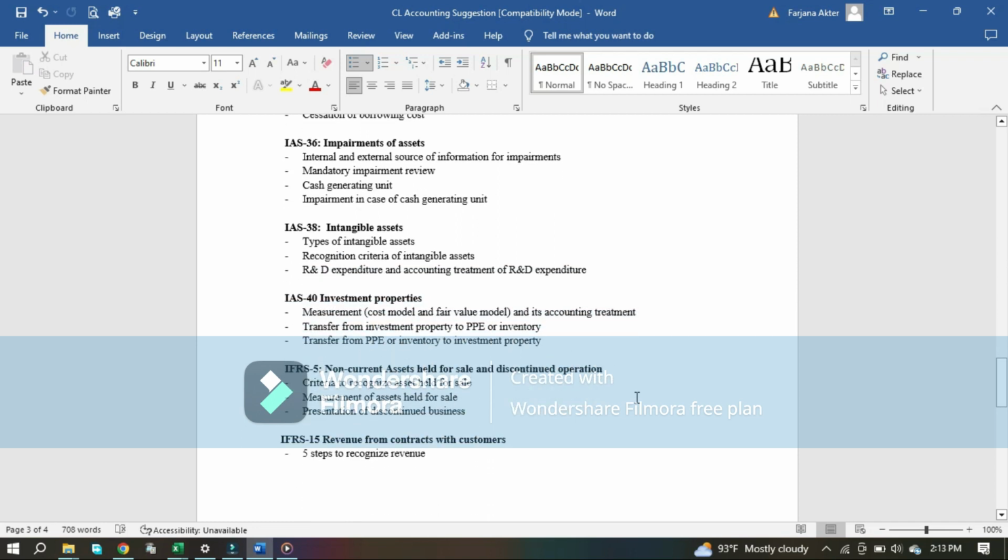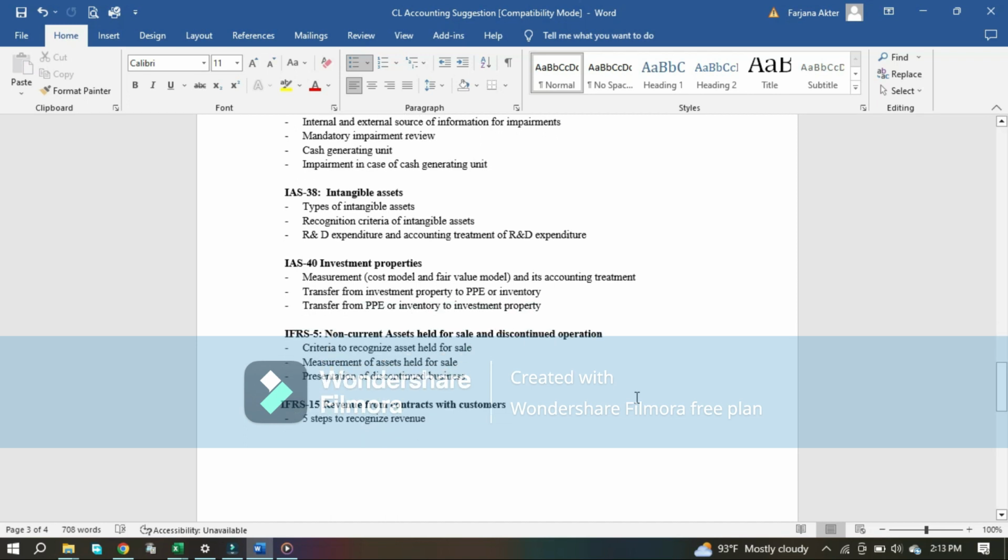IAS 38, Intangible assets. Types of intangible assets. Recognition criteria of intangible assets. R&D expenditure and accounting treatment of R&D expenditure.